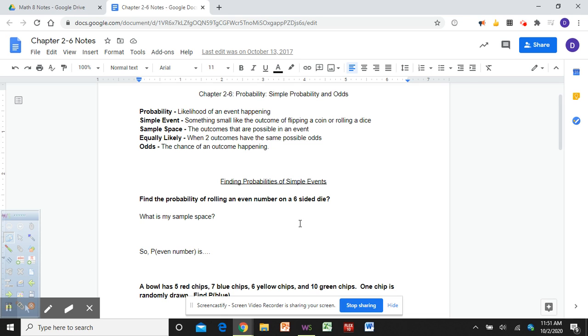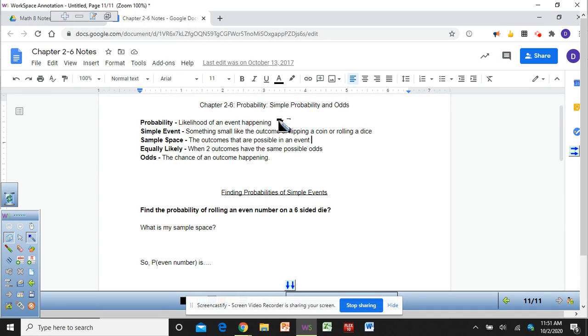Hey guys, today we're going to be talking about chapter 2-6, which is probability, simple probability, and odds. So, probability is the likelihood of an event happening. What probability means is like the probability of flipping a coin or rolling a dice. And to find probability, the formula you're going to need is the total you want to happen.